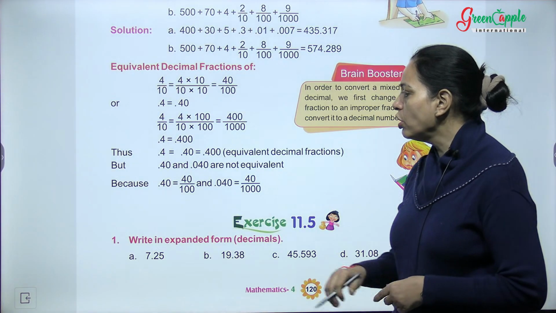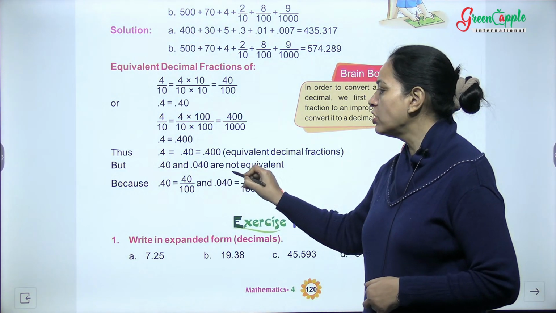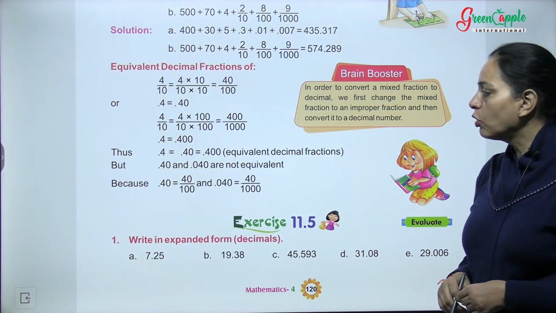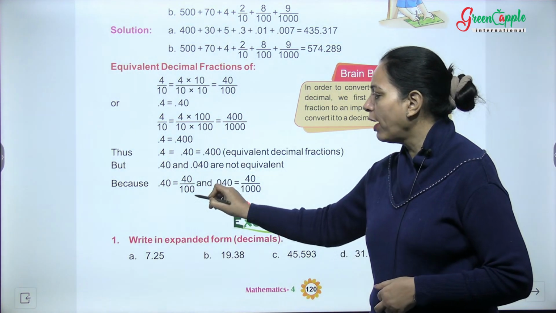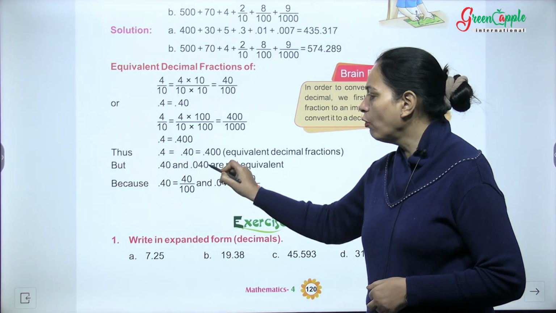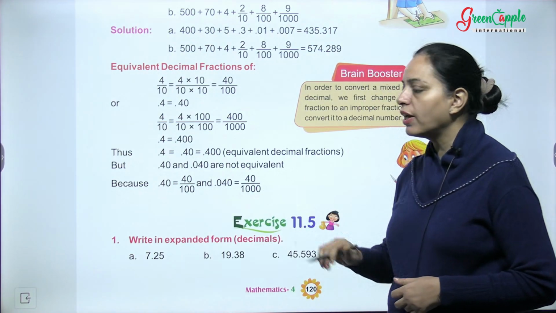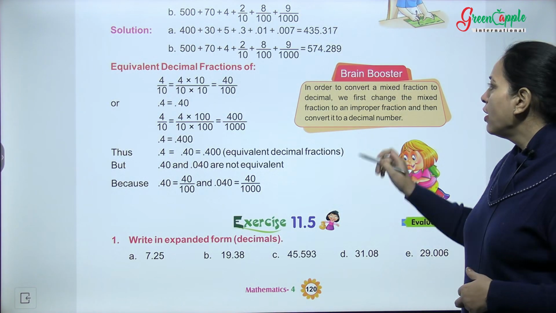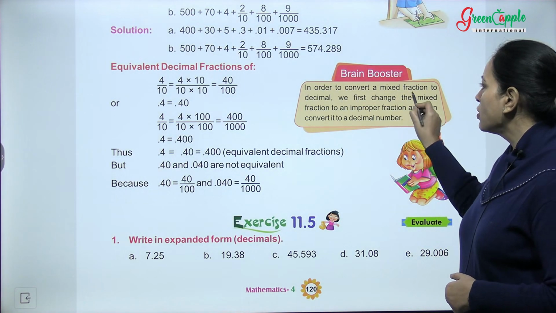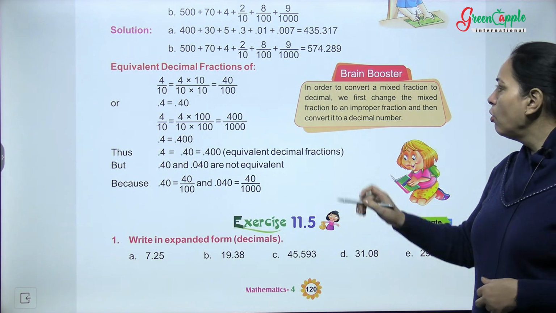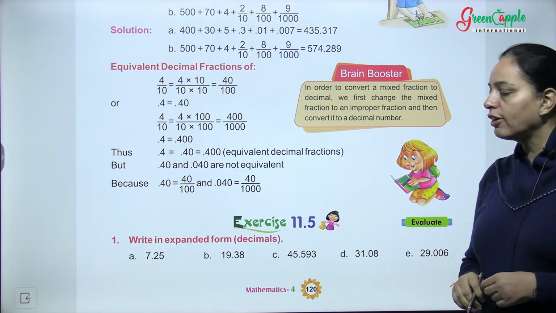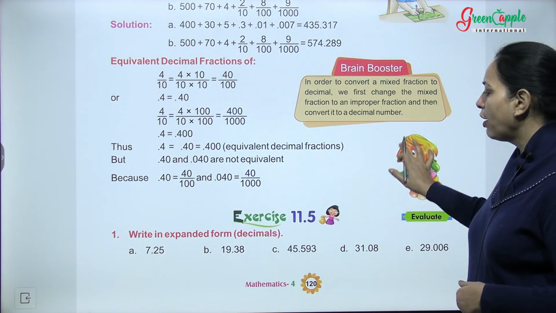But 0.40 and 0.040 are not equivalent. So be very careful, because 0.40 means 40 by 100 and 0.040 means 40 by 1000. That's why these are not equivalent. Now brain booster: in order to convert a mixed fraction to decimal, we first change the mixed fraction to an improper fraction and then convert to a decimal number.